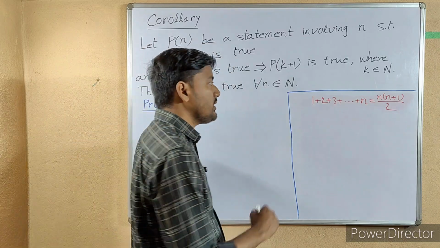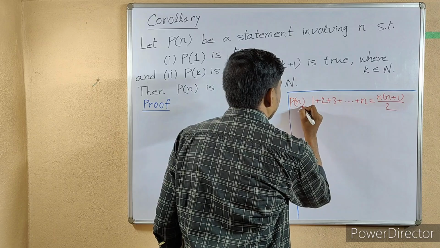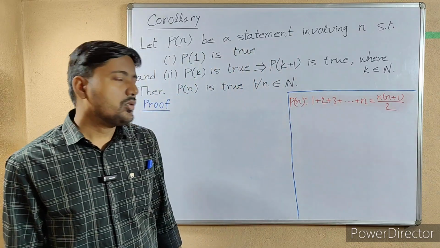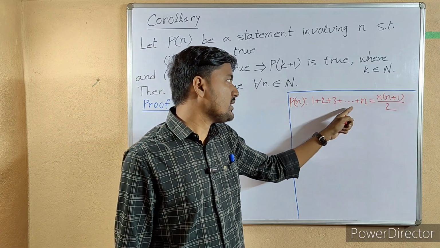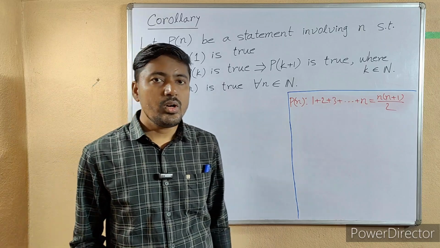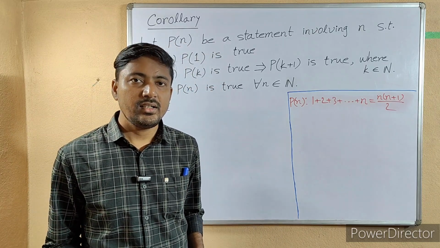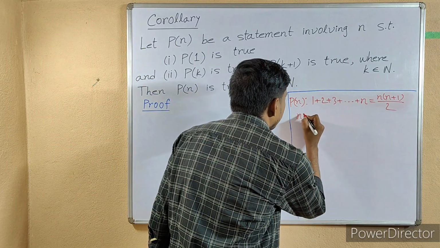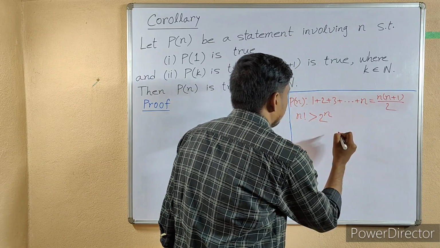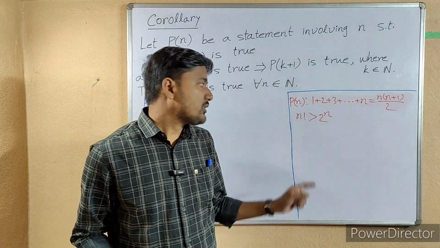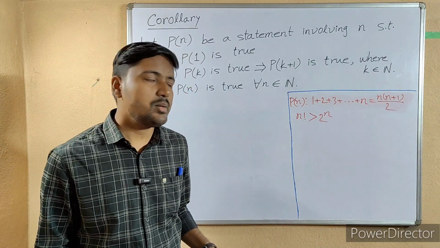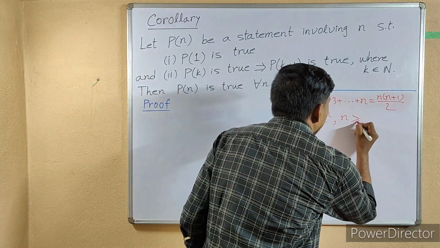Okay, we can call it Pn. So Pn is the statement 1 plus 2 plus 3 plus and so on plus n equal to n into n plus 1 by 2, and Pn is true for all natural numbers n. Clear? Another example is factorial n greater than 2 to the power n. This statement is true for all natural numbers n greater than or equal to 4.